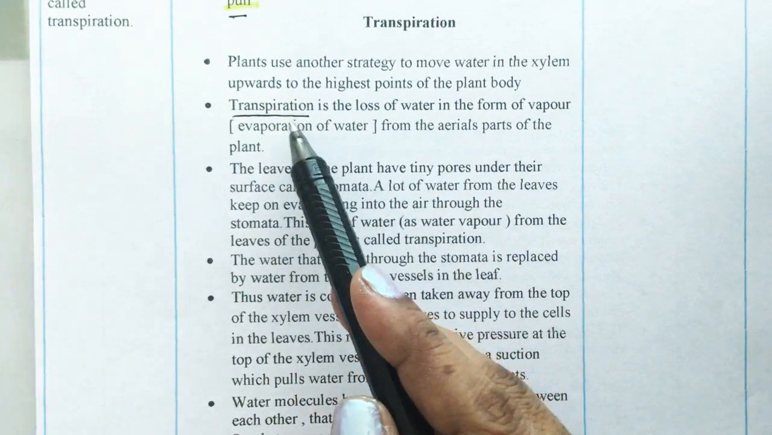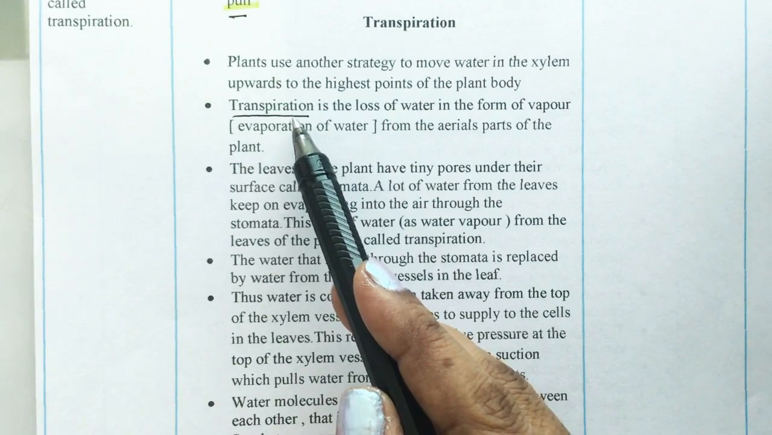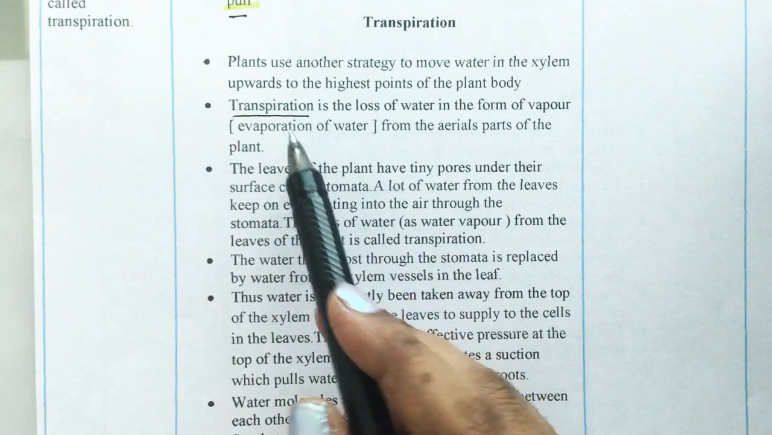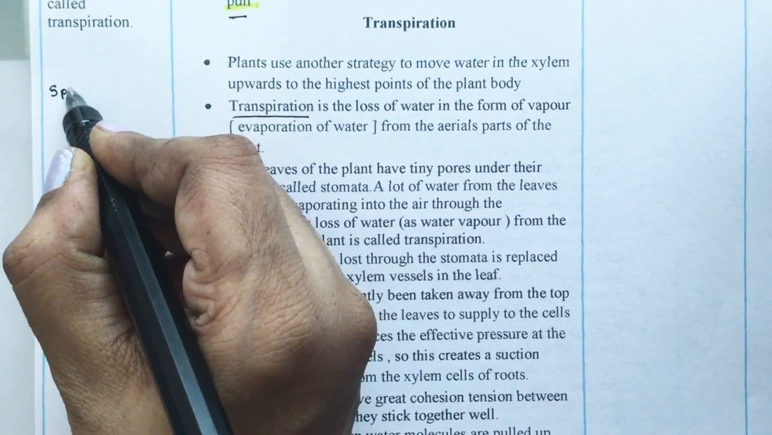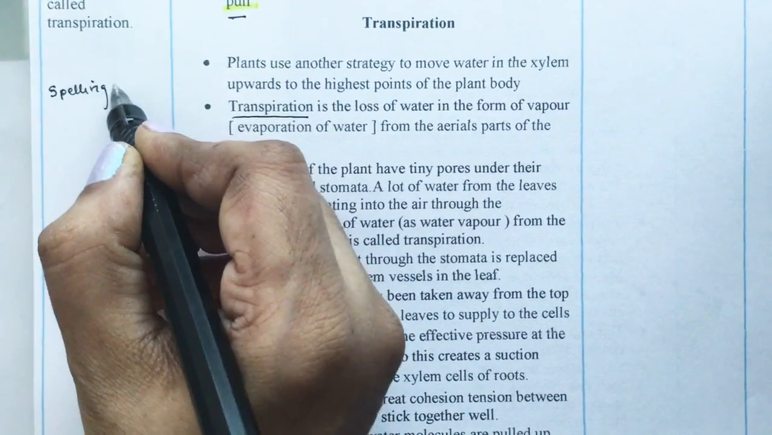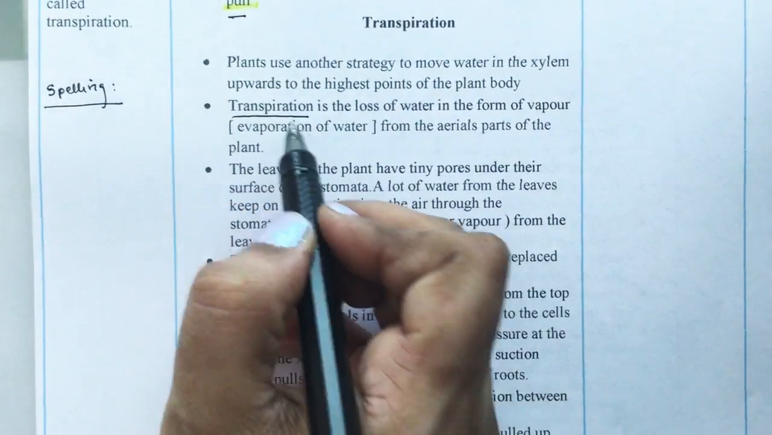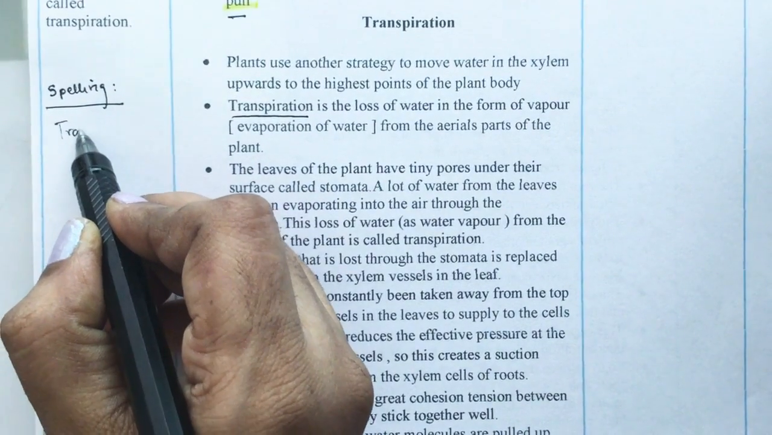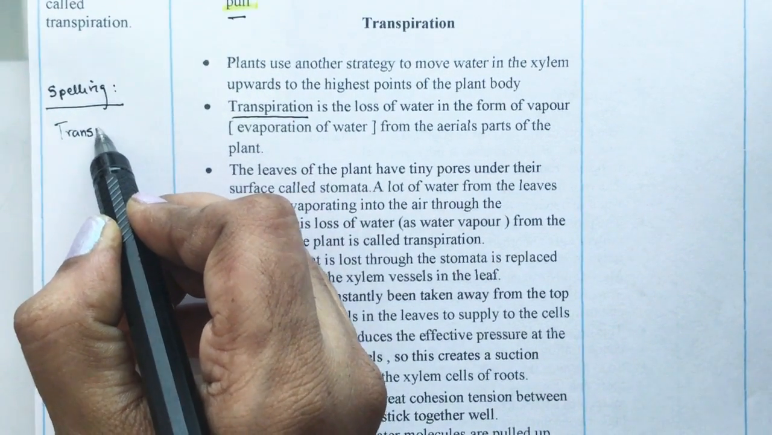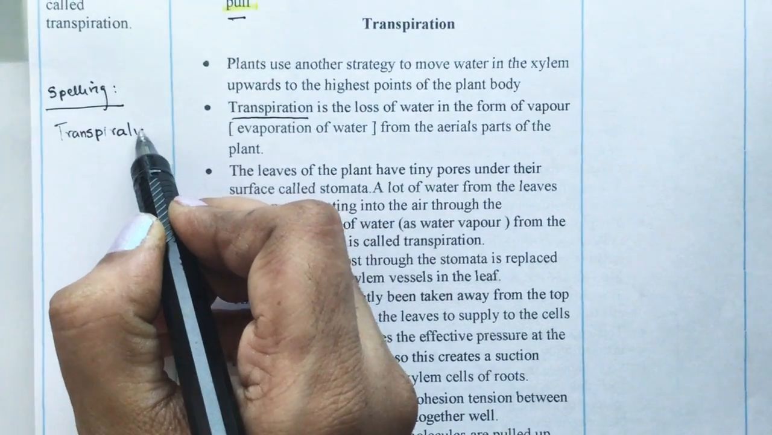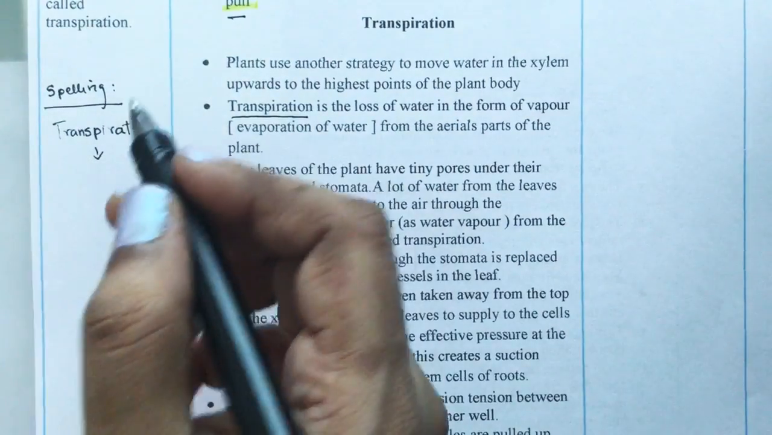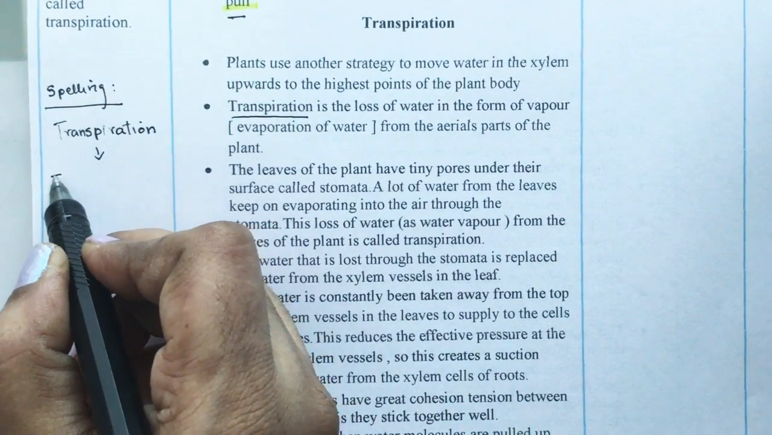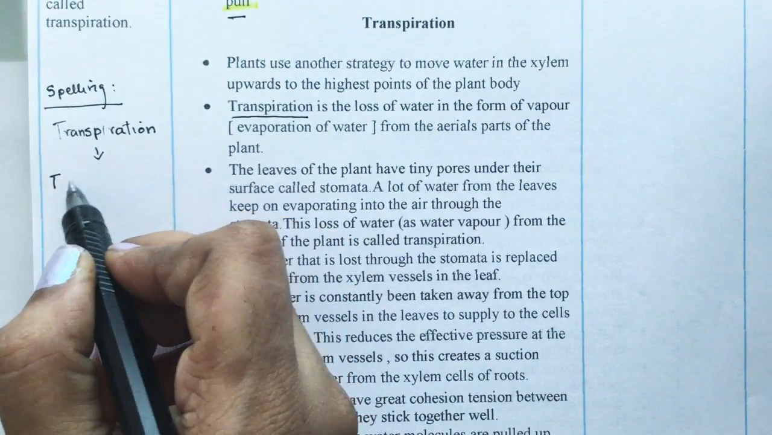Now, suppose you want to learn the spelling, you can actually just write another column called spelling, and you write this word here. Write the word transpiration. Now, what you can do is you can learn it by splitting the word into syllables.